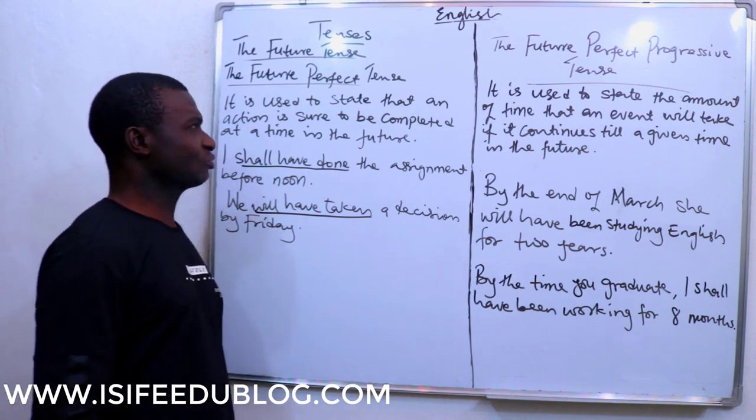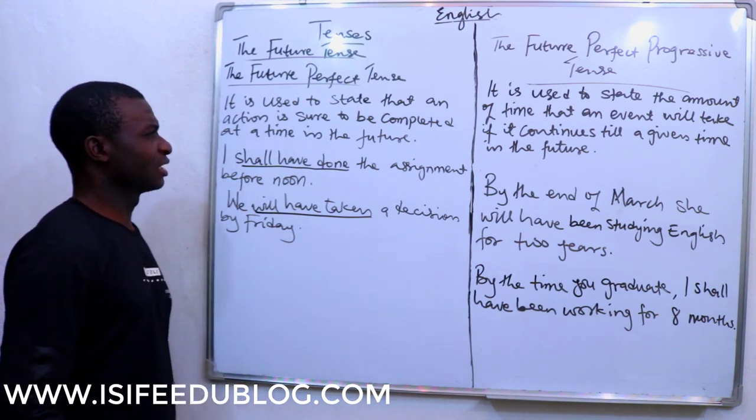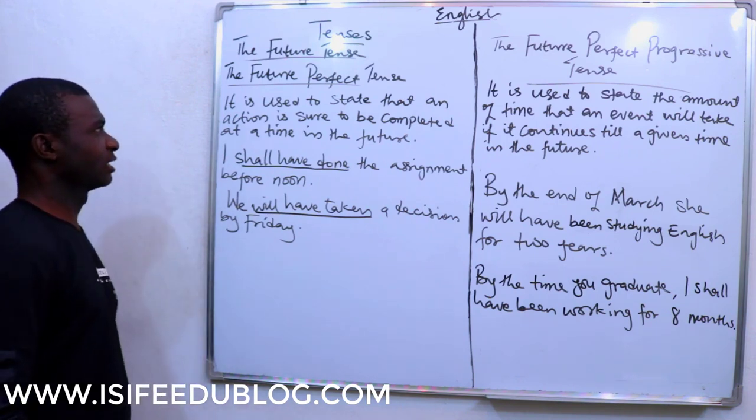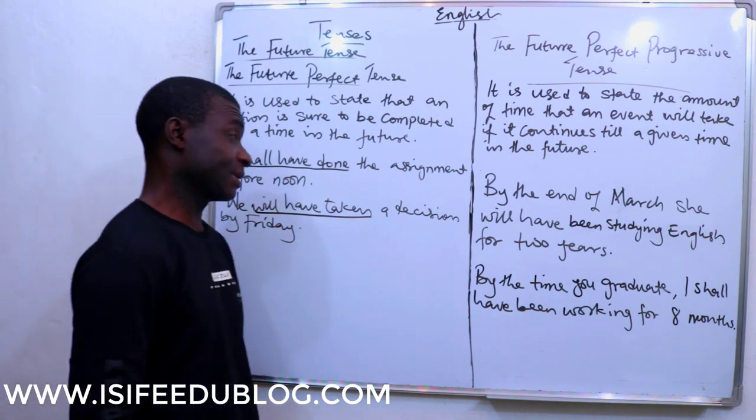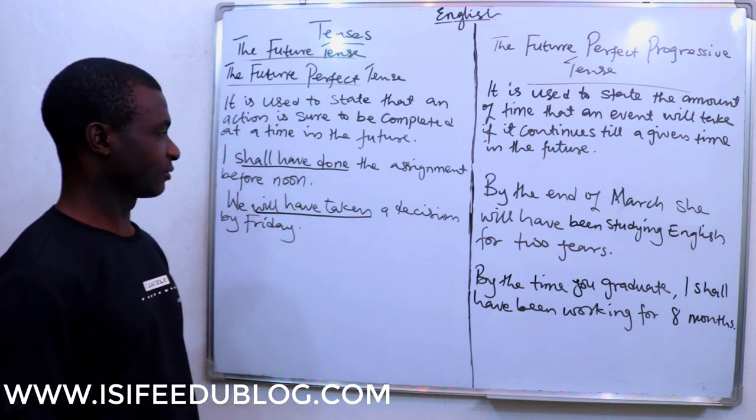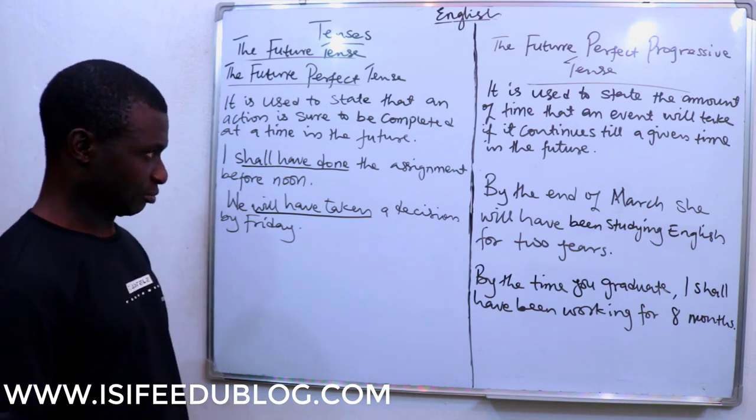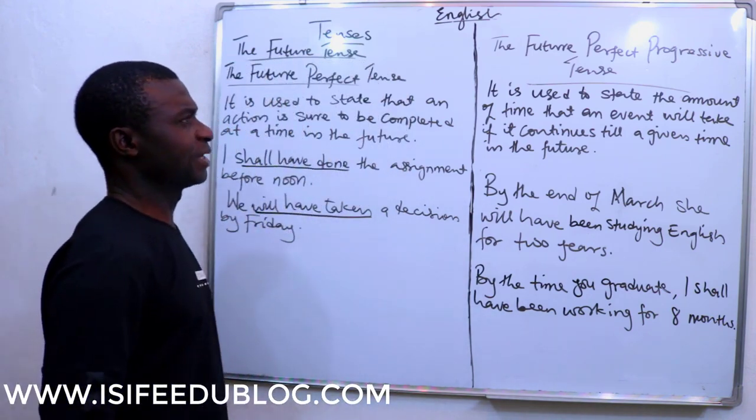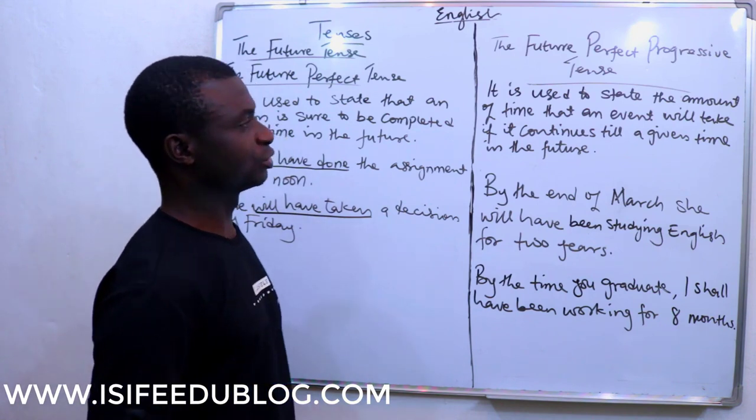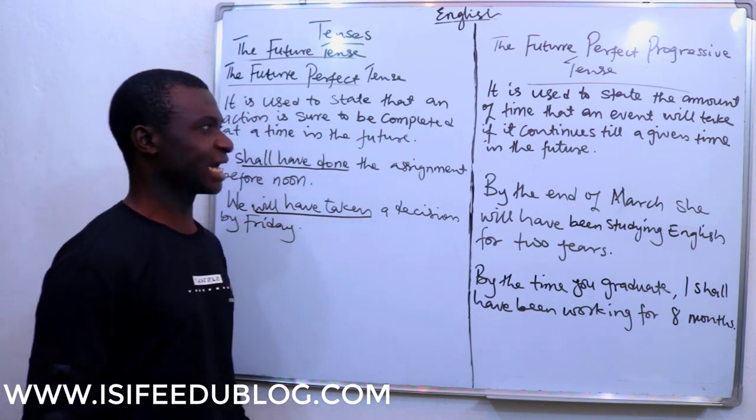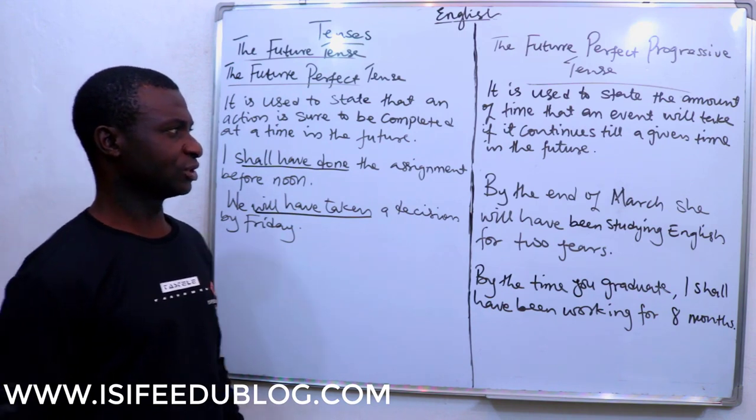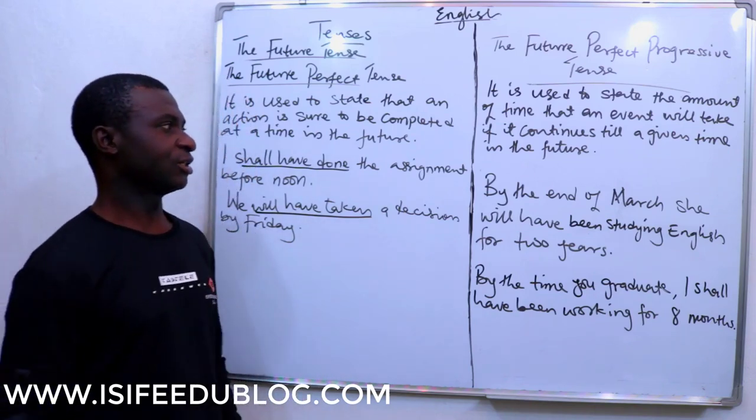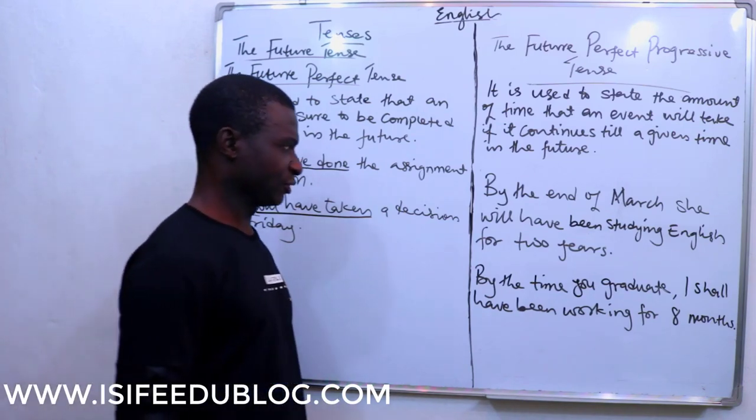Now, the last one in work here for the future tense, and perhaps for the tenses. This, of course, is the third lesson on tenses, and we'll be concluding the lesson here, is the future perfect progressive tense. It is used to state the amount of time that an event will take if it continues till a given time in the future.